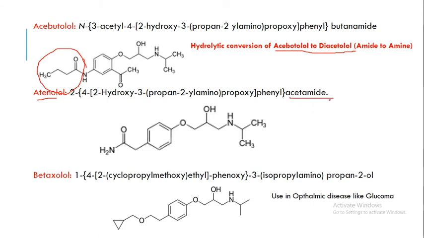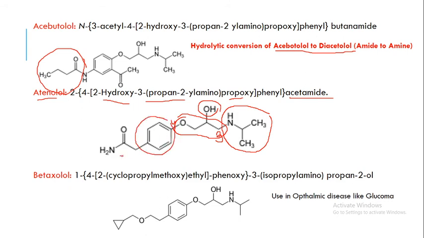So acetamide is the last suffix. This is CH2CONH2, which is called acetamide. Now on the second position, 2-hydroxy. On the third position, isopropyl, or you can say propan-2-ylamino group is there. So 2-hydroxy-3-propan-2-ylamino. Then this whole chain is called propoxy, OCH2CH(OH)CH2. This is propoxy, attached at the fourth position of the phenyl ring, and the last is acetamide.